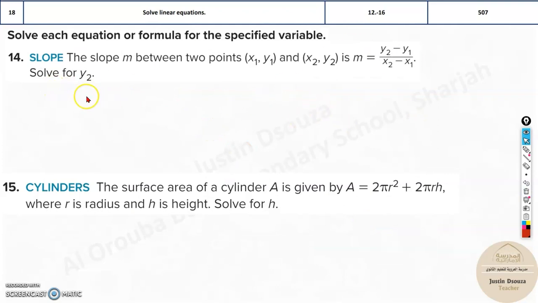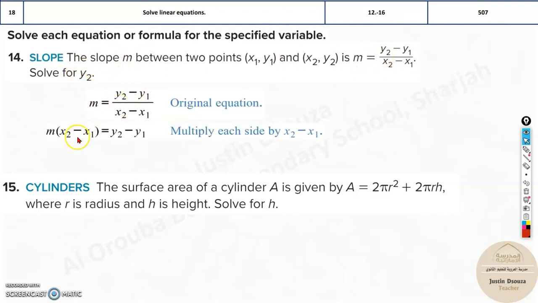Similarly, please try this by yourselves. Find this: the slope is given over here. We need to solve for y2. All you need to do is take this to the other side, m into x2 minus x1. Take this y1 to the other side. y2 is m into x2 minus x1 plus y1.